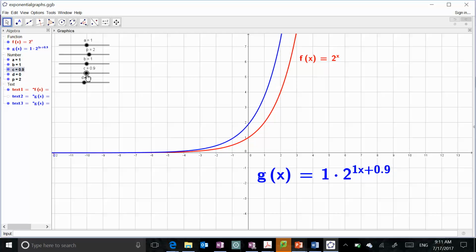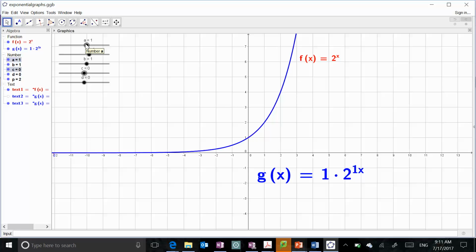Then you had your negatives. Remember there were two types of reflections. For the square root function, you could reflect it along the y-axis or you can reflect it in the x-axis. It's the same thing with your exponentials. If I want you to see here, so if I change, I'm gonna put this back to 0. Watch when I change this to a negative value.